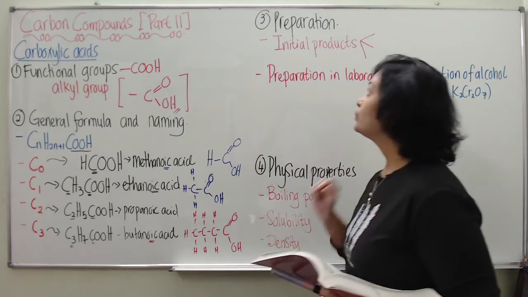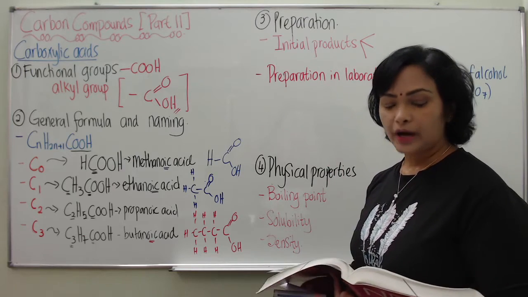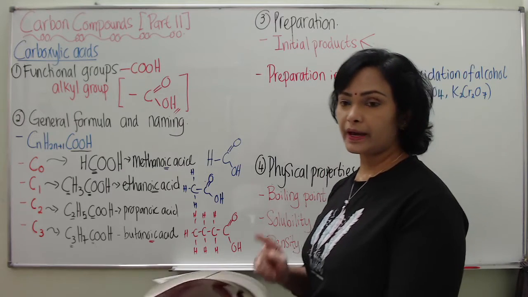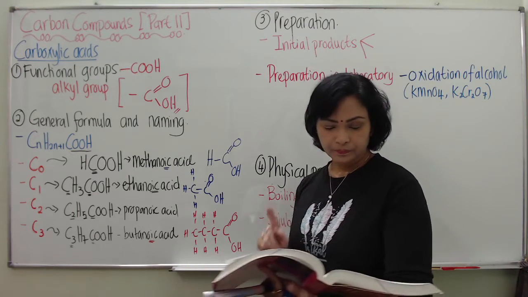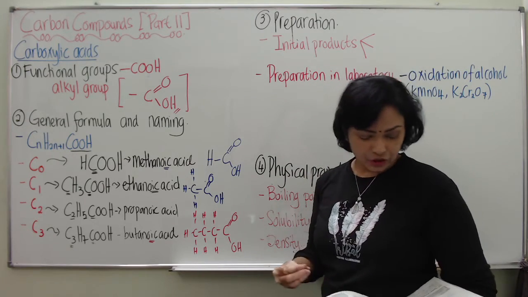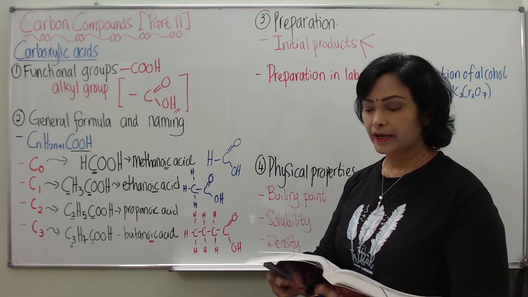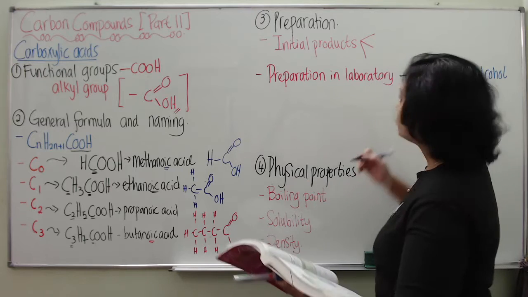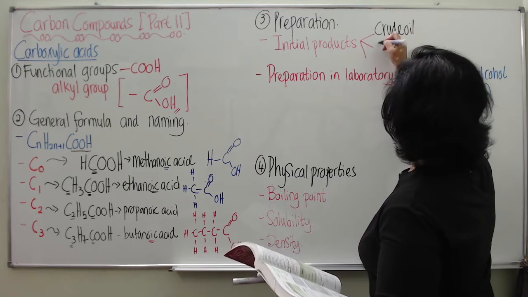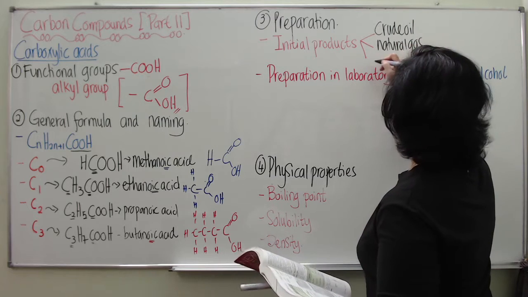Now let's go to preparation of carboxylic acid. This is very important. Now preparation, we have two ways. So you can prepare carboxylic acid in two ways, starting from the initial product. What I mean by initial product is that in the industry, the initial product to prepare carboxylic acid, mainly ethanoic acid, will be crude oil, petroleum, natural gas and carbohydrates.